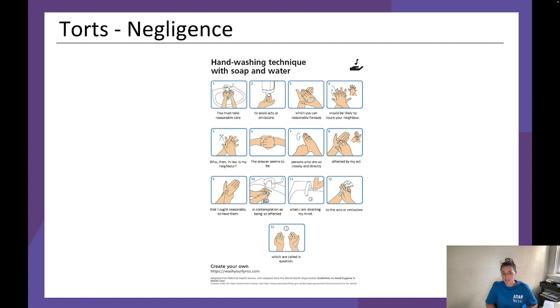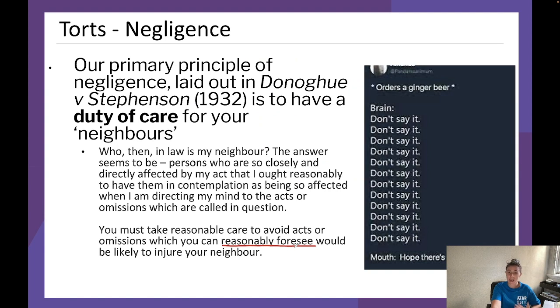Now, these memes were obviously created at the peak of the pandemic. I was doing torts when the pandemic started. So I was like, remember when this was a thing? My law lecturer showed us something like this because she thought it was very funny. So I figured I'd chuck that in again. But yeah, very key aspect.